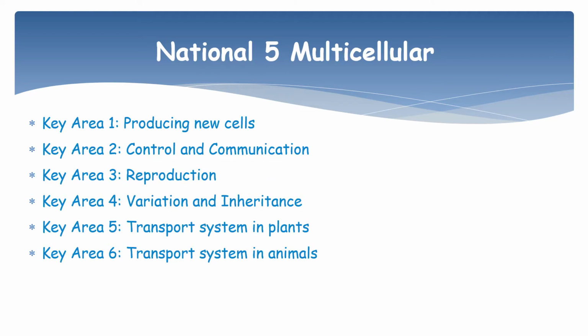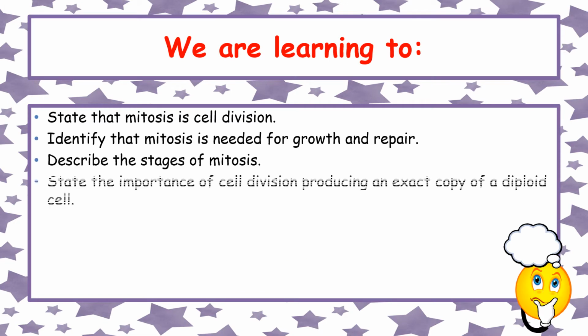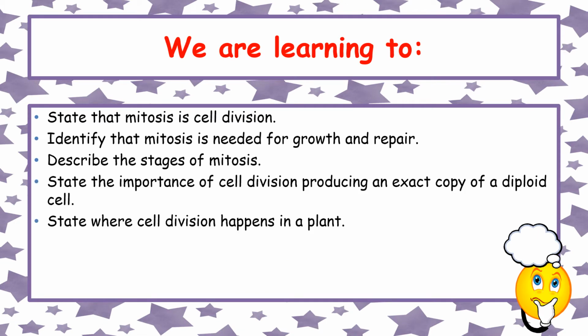Multicellular is broken down into 6 key areas. The first key area is producing new cells, and that's the key area that we will be looking at today. The second is controlling communication. The third is reproduction. The fourth is variation and inheritance. The fifth is transport systems in plants, and the sixth is transport systems in animals. Today we're going to look at key area 1, producing new cells.